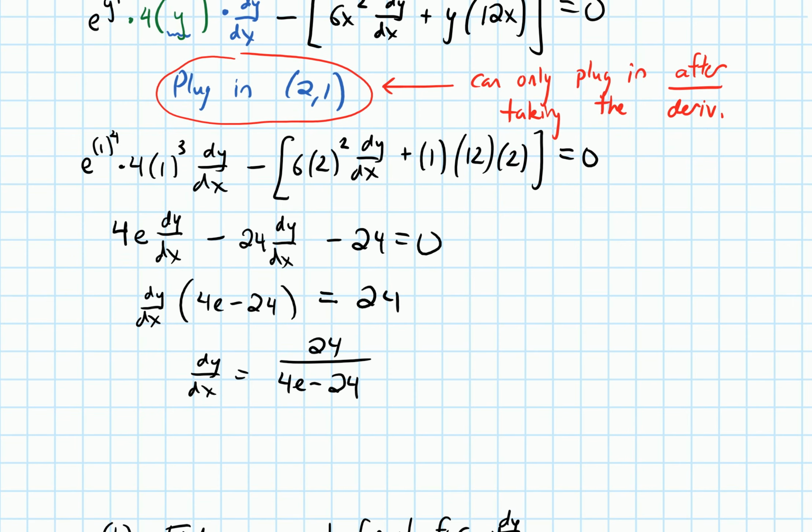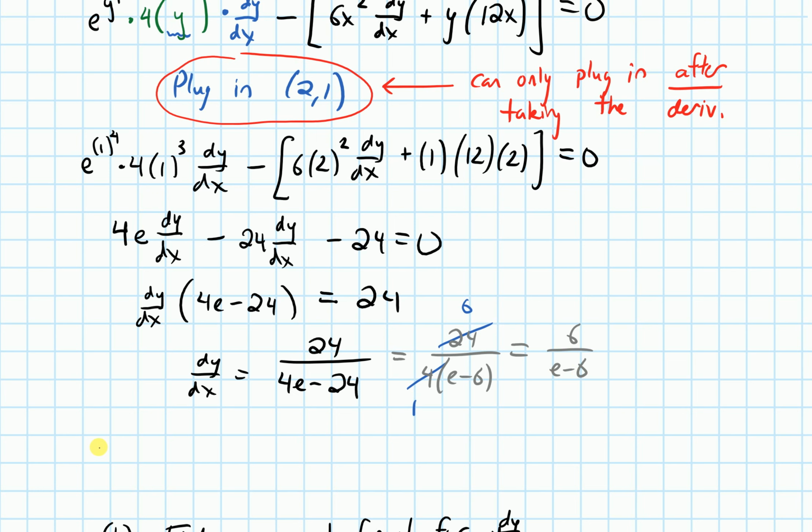All right, and we could simplify this a little bit. If I keep the top as 24, the bottom I could factor a 4 out of it and be left with e minus 6. And now I could cancel on the top and the bottom. I could divide them by 4 and be left with 1 on the bottom and 6 on the top. So overall I get 6 over e minus 6. All right, so that's my derivative at this point (2, 1).